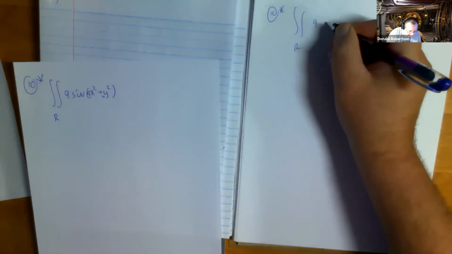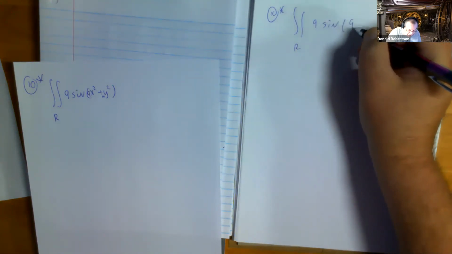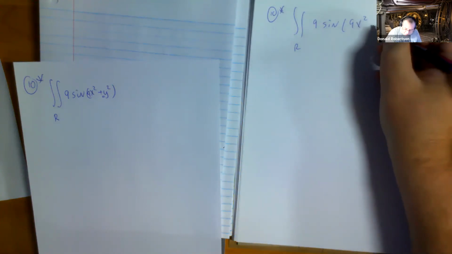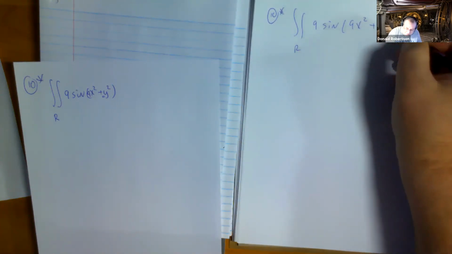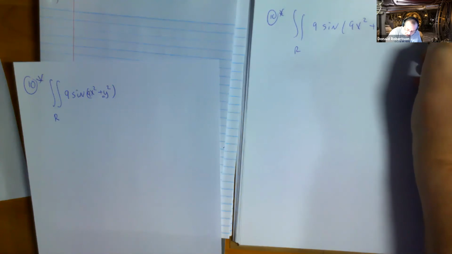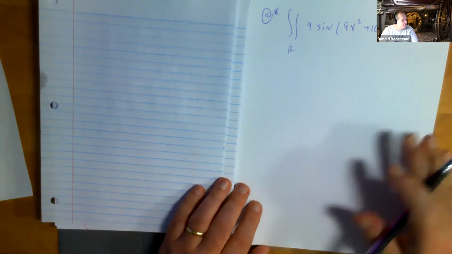It's 9 times the sine of 9x squared plus 100y squared dA. And the ellipse that we're dealing with is 9x squared plus 100y squared equals 1.